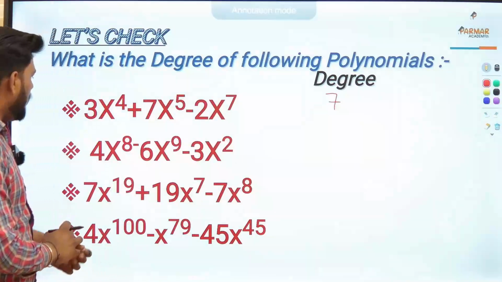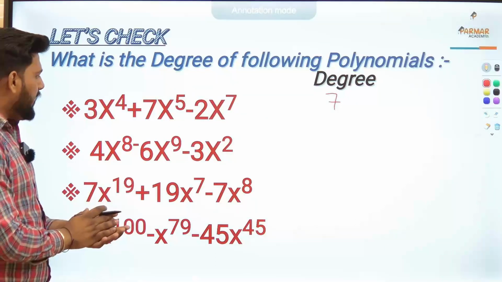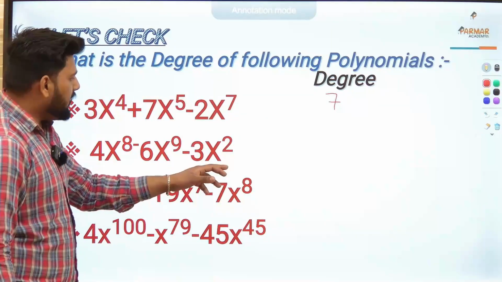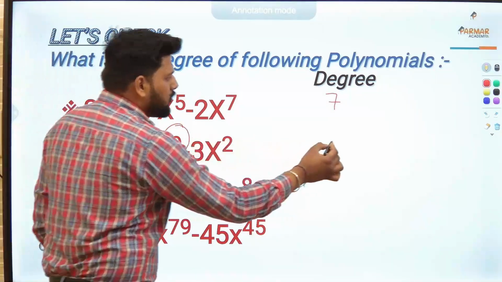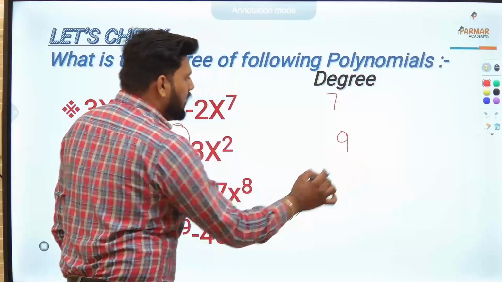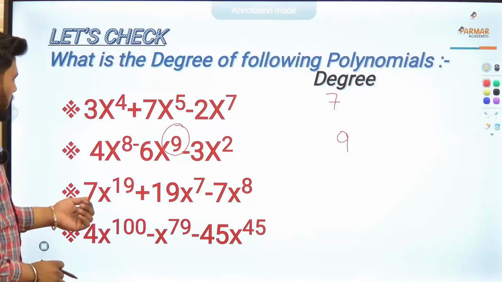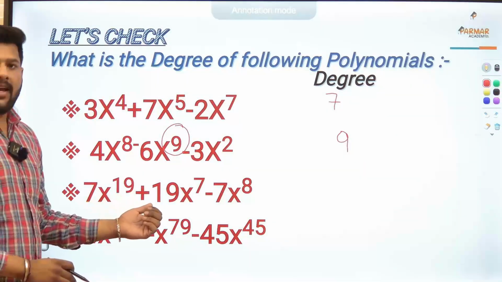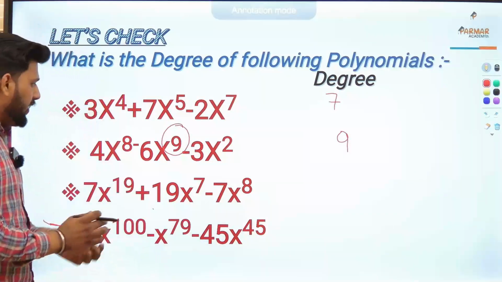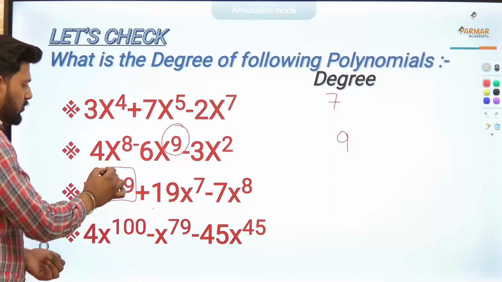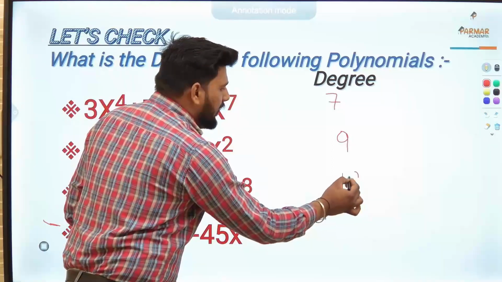For the next example, 4x raised to power 8 minus 6x raised to power 9 minus 3x square. Here the highest power is 9, so the degree of this polynomial is also 9. The next one is 7x raised to power 19 plus 19x raised to power 7 minus 7x8. The highest exponent in this is 19, so the degree of this polynomial is 19.